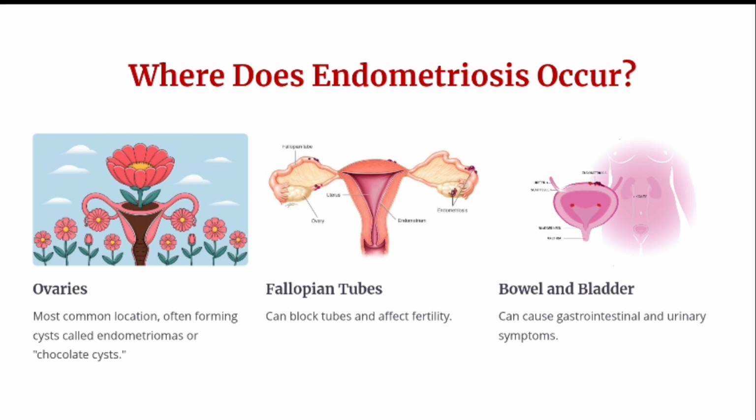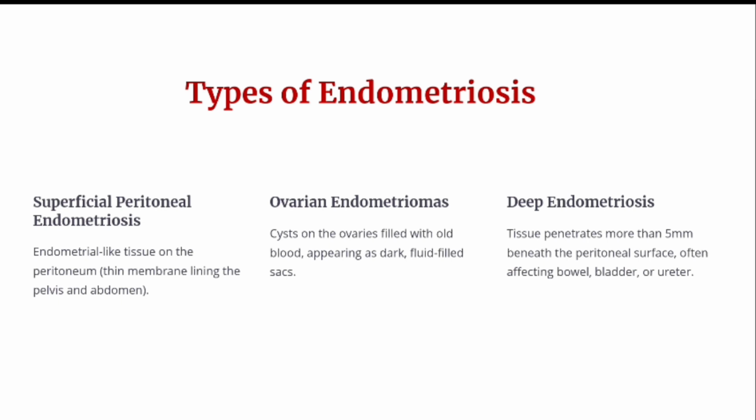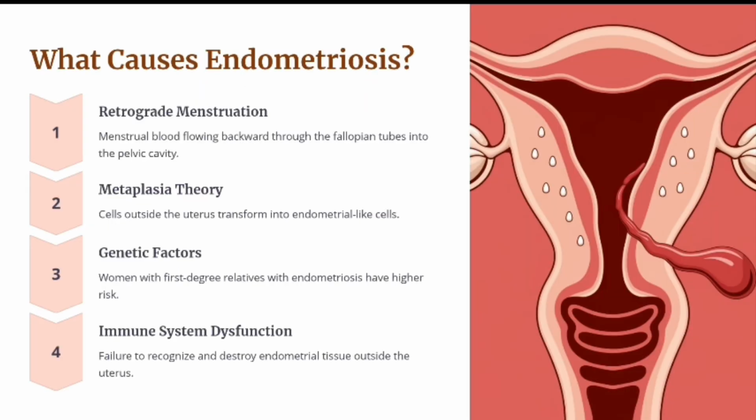Types of endometriosis. There are three main types of endometriosis: superficial peritoneal endometriosis, where tissue grows on the abdominal lining; ovarian endometriomas, which are cysts on the ovaries; and deep endometriosis, where tissue penetrates deeper into organs, causing severe pain and complications.